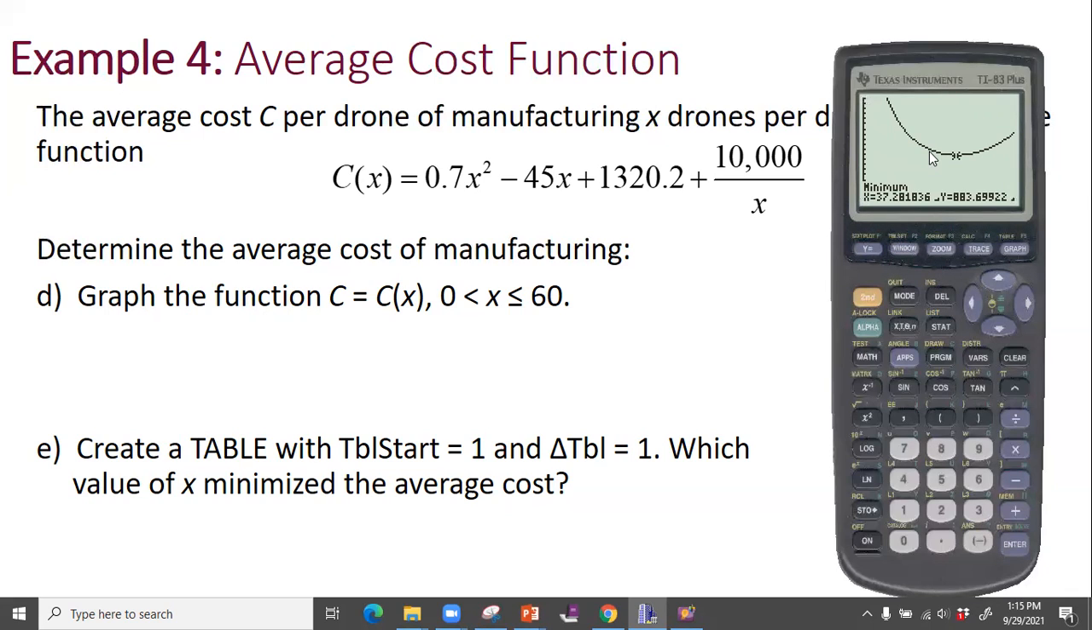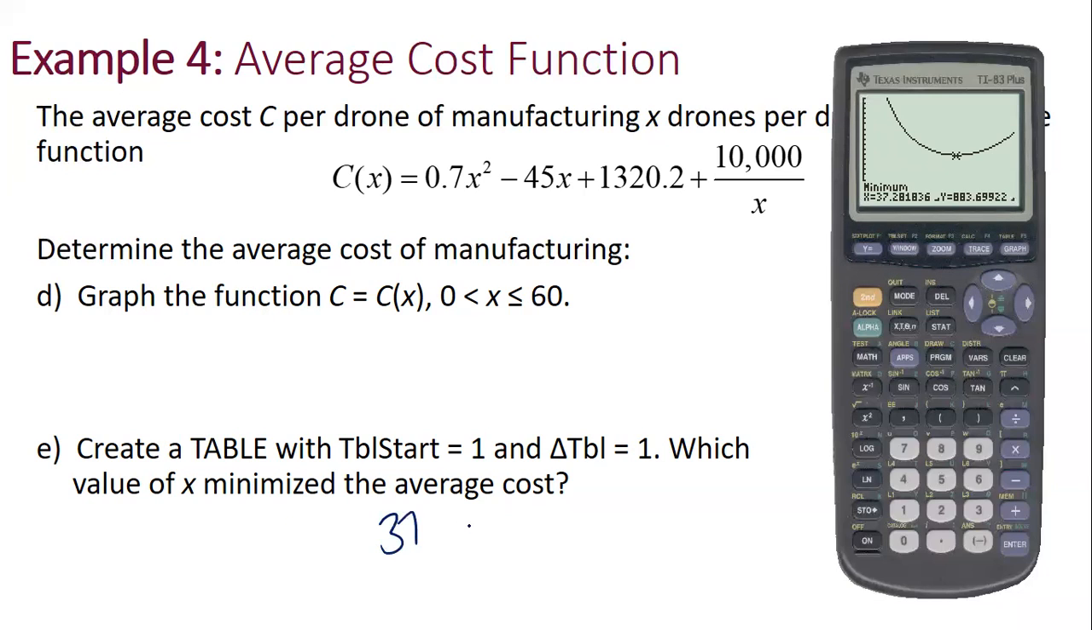Okay, so here to minimize the cost, my average cost, looking at what I have, it would have to be roughly how many drones would have to be sold? 37.3, so roughly 37 drones.